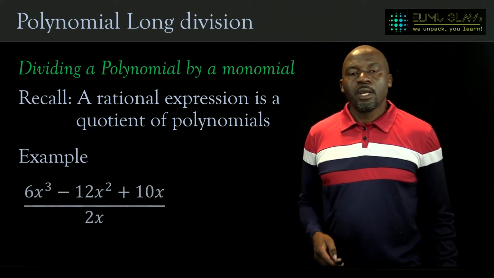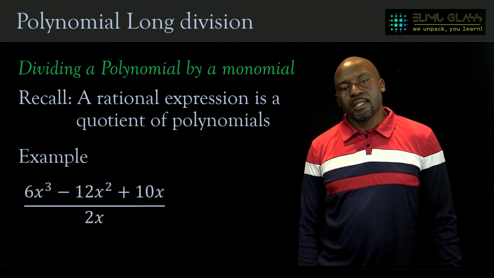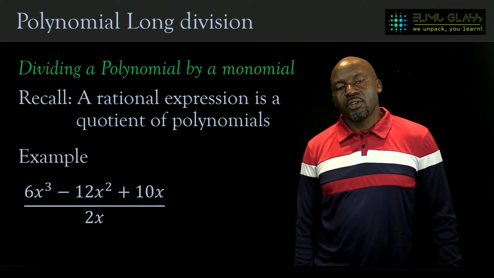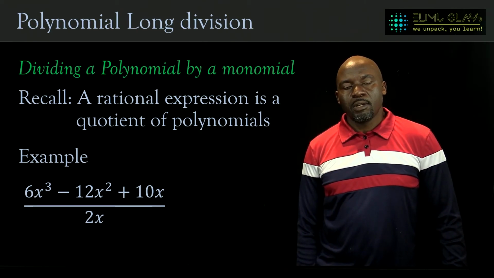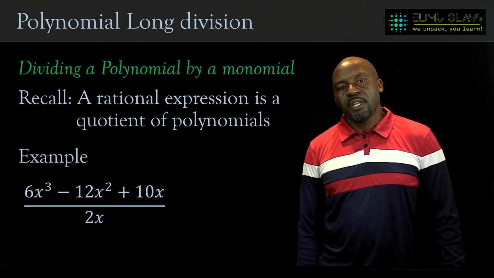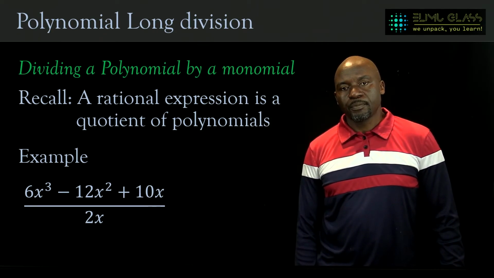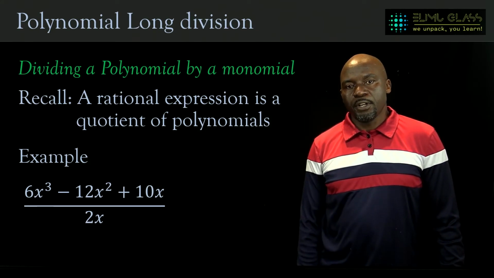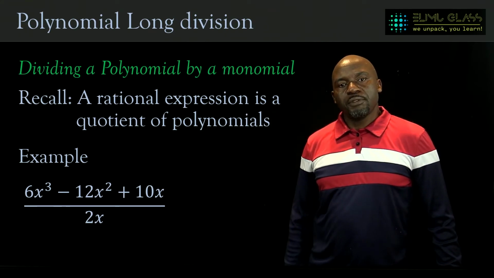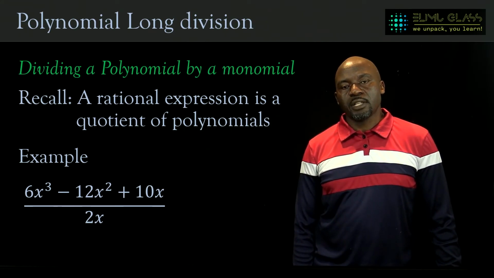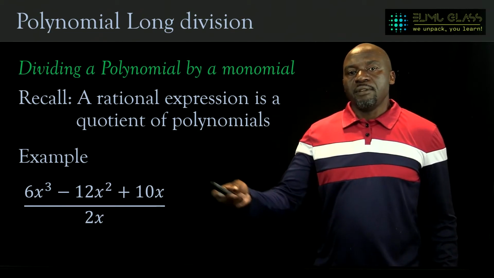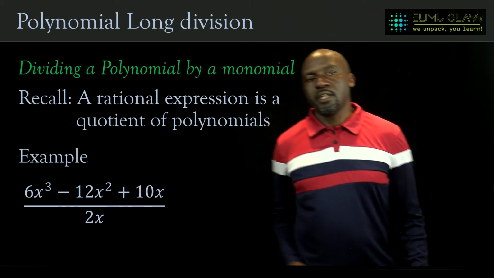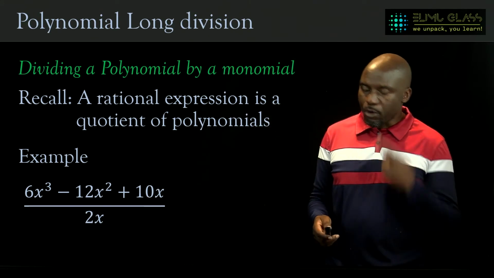Like this. So here is a rational expression in which the numerator is a cubic polynomial with 3 terms, and the denominator is a monomial, a first order monomial. So if we want to simplify this expression, we divide each term of the numerator by the monomial in the denominator. So this is how we divide by a monomial.